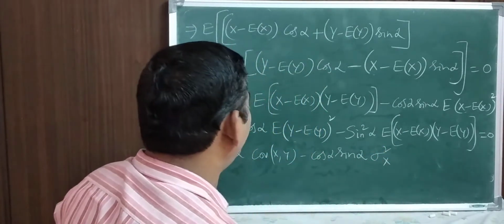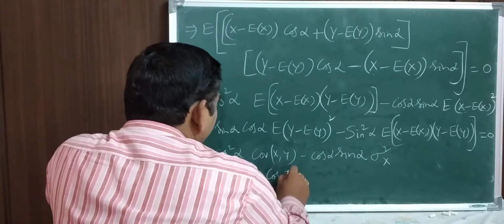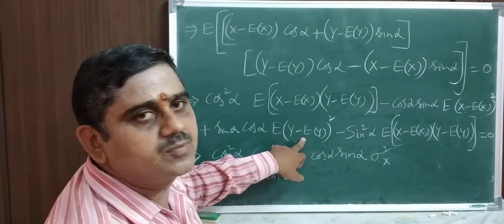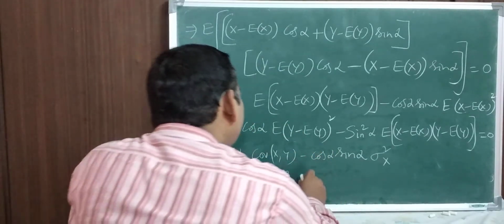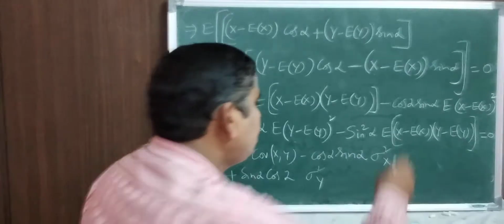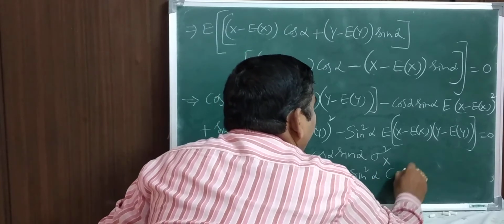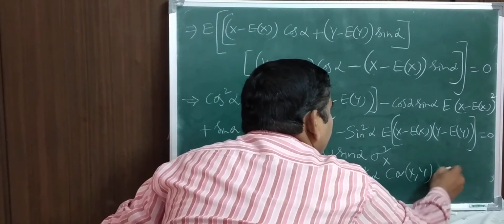Come to the next term. Plus, I write here sin alpha into cos alpha multiplied by expectation of y minus expectation of y whole square. Hence it is sigma square y, the formula of the variance. Now minus sin square alpha into covariance of x comma y, which is equivalent to 0.